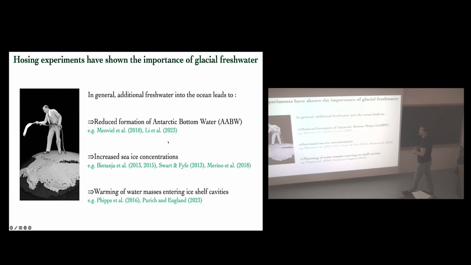So hosing experiments are numerical simulations in which you put a lot of freshwater at the surface of the ocean that corresponds to some behavior of the ice sheet, and then you look at the consequences of that. And as a brief summary, and in general, because there are small regional differences, this additional freshwater reduces the formation of Antarctic bottom water. It's increasing the sea ice concentrations, and it's warming the water masses entering the ice shelf cavities.